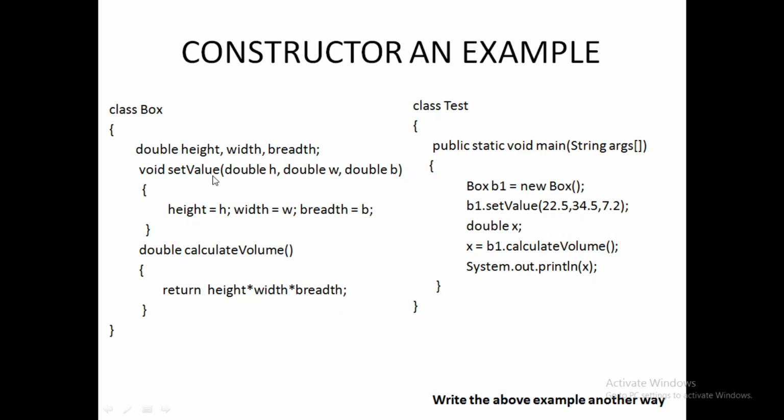This set value method accepts three parameters, and using these parameters it initializes the instance variables. This calculate volume method calculates the volume and returns the value.